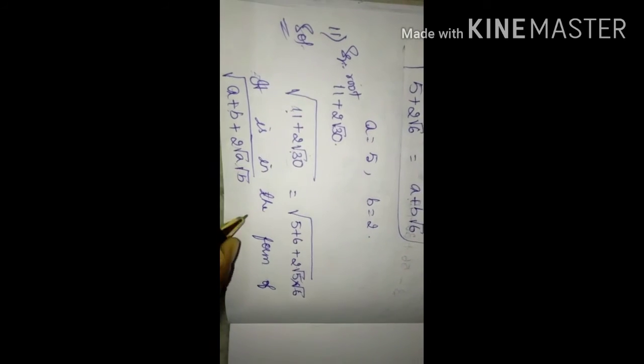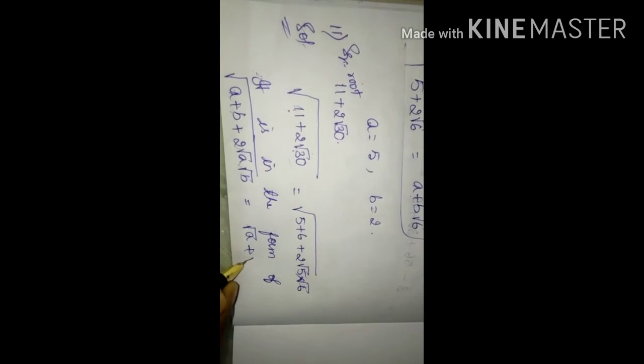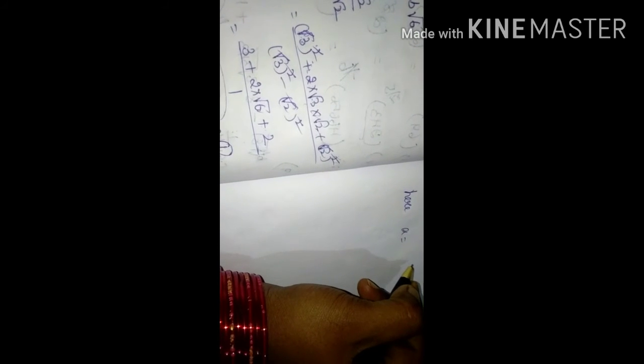tell me, from which identity did it come? In the form of under root of a plus b plus 2 root a root b. What is this formula? This formula is (root a plus root b)². Okay, now here a equals how much? a equals root 5 and b equals root 6.